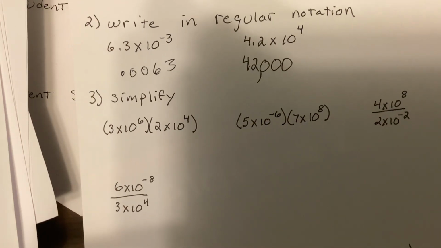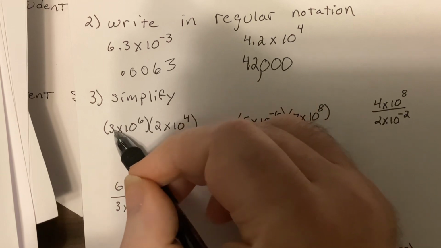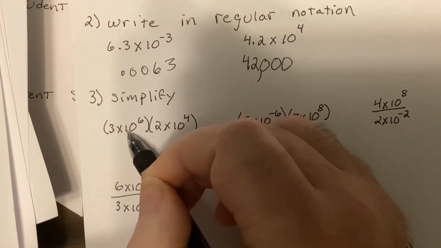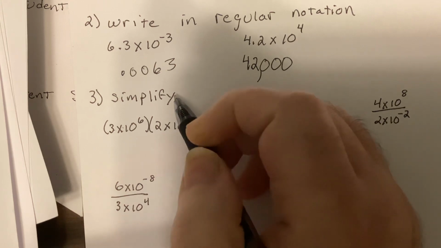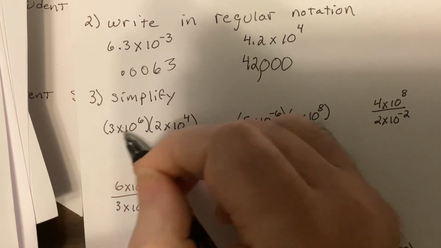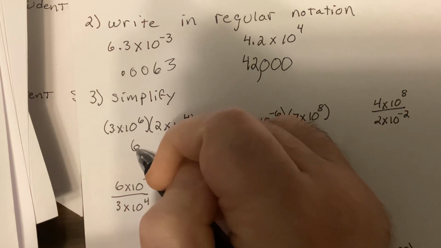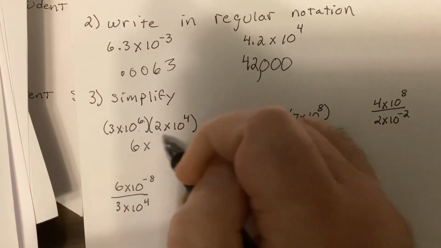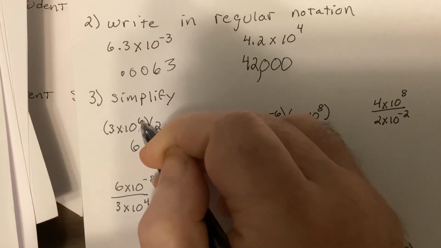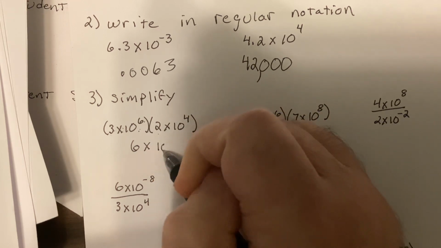Now simplify. So we go 3 times 2. Now this is the only time you use x for multiplication when it's scientific notation. So 3 times 2 is 6. 10 to the 6 times 10 to the 4th. When you multiply two things with the same base, you add the powers.